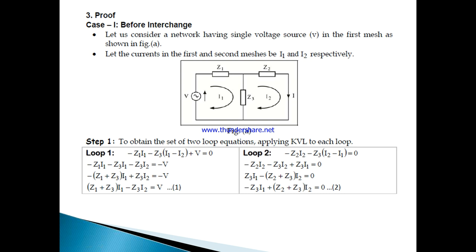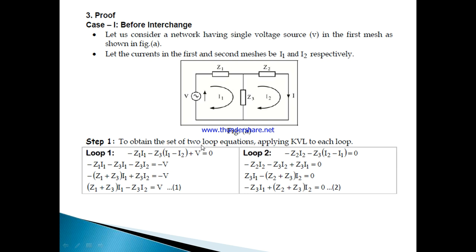KVL is the sum of potential rises equals the sum of potential drops in a closed loop. If you observe here, there are two drops and one source present. The source is written here, and the two drops are written as Z. The first drop is across Z1, the second drop is across Z3. The drop across the first element Z1 is the current flowing through Z1, which is I1, so Z1 into I1.